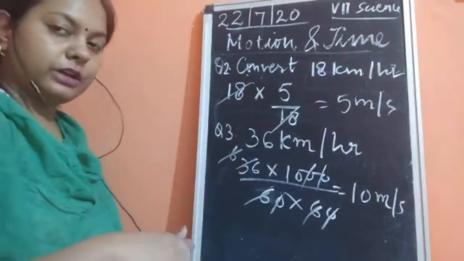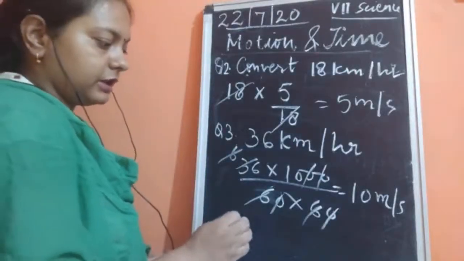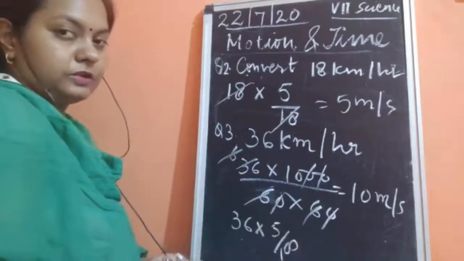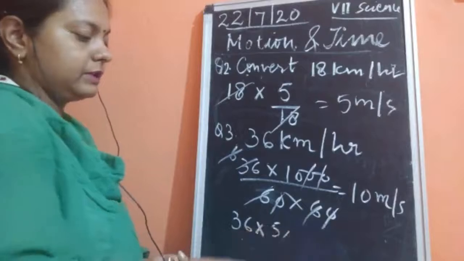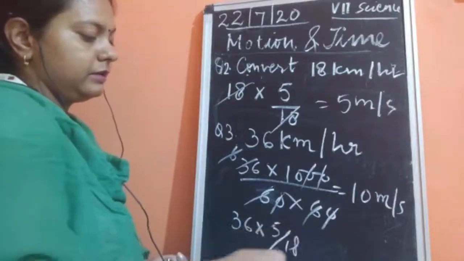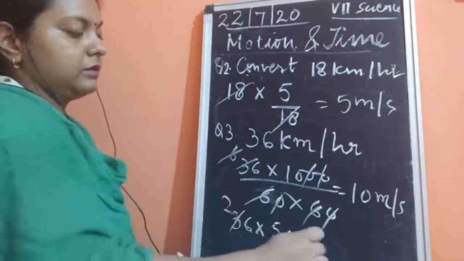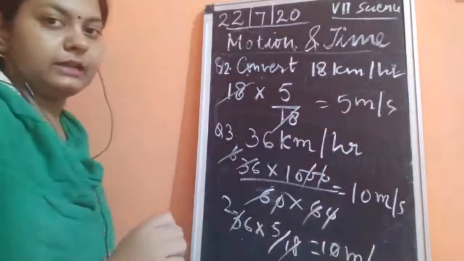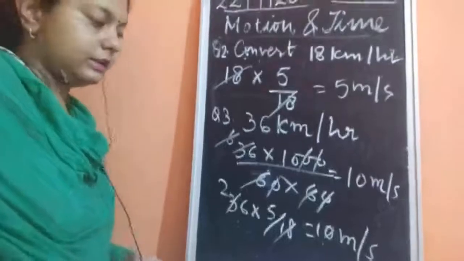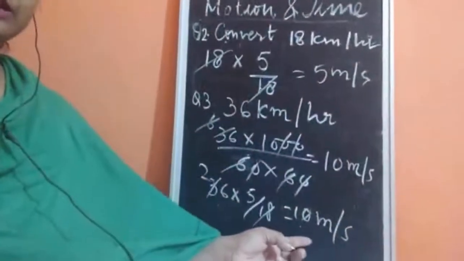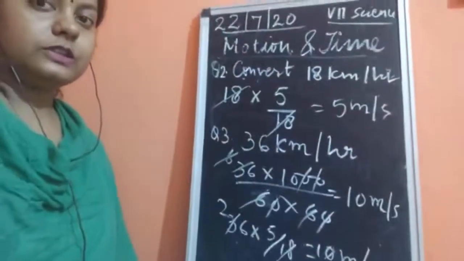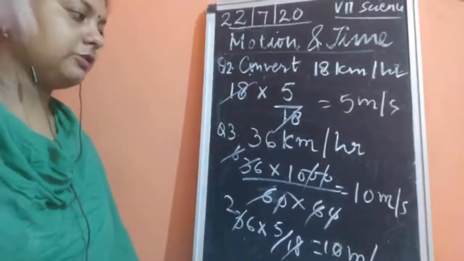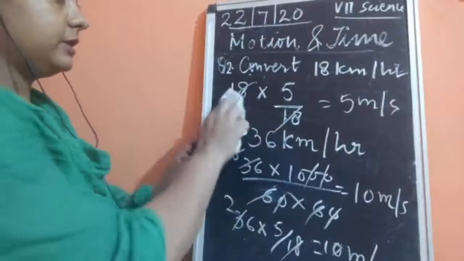Now if you need to do it in a shortcut way, what you are going to do is 36 multiplied by 5 by 18. So we'll get, it is 5 by 18, 5 twos are 10, 10 meter per second. This is how you are going to calculate this as 10 meter per second. You will get the answer. Fine. So this was about how to convert kilometer per hour into meter per second.